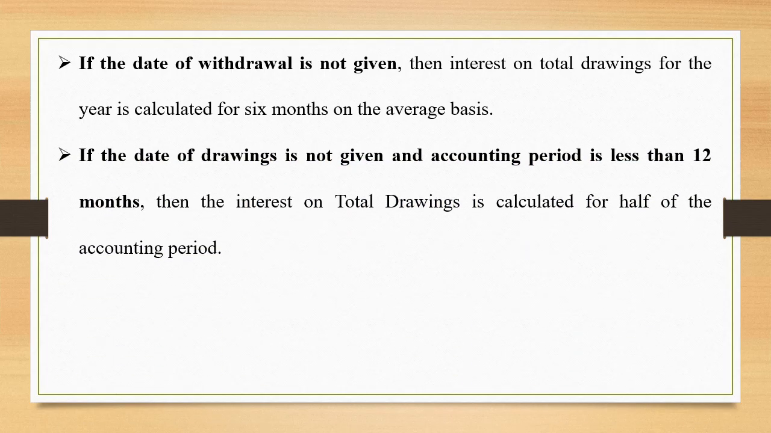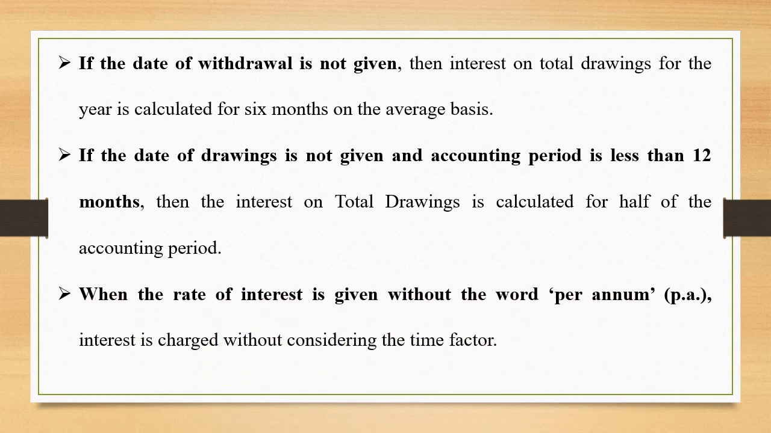But if the date of drawings is not given and the accounting period is less than 12 months, then the interest on total drawings is calculated for half of the accounting period. Say for example, the accounting period is 9 months. So in that case, the average of 9 months will be 9 by 2, that is 4.5 months. When the rate of interest is given without the word per annum, in that case, interest is charged without considering the time factor.